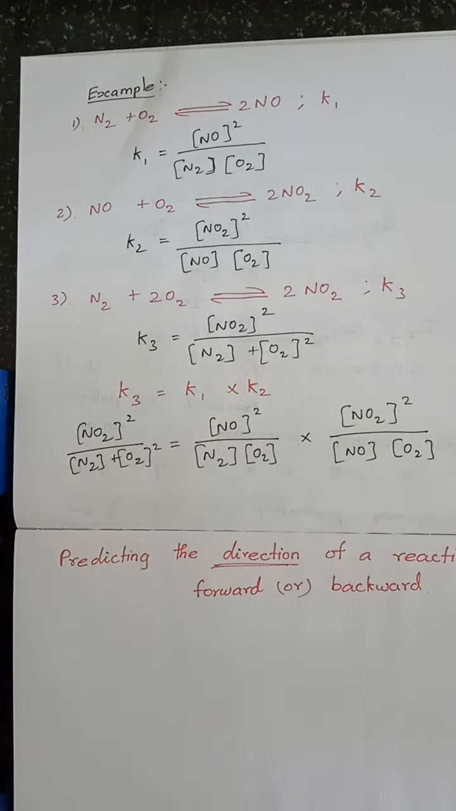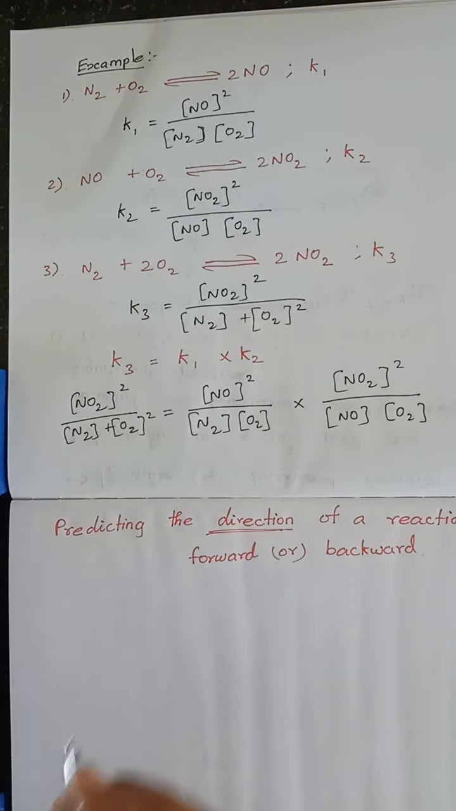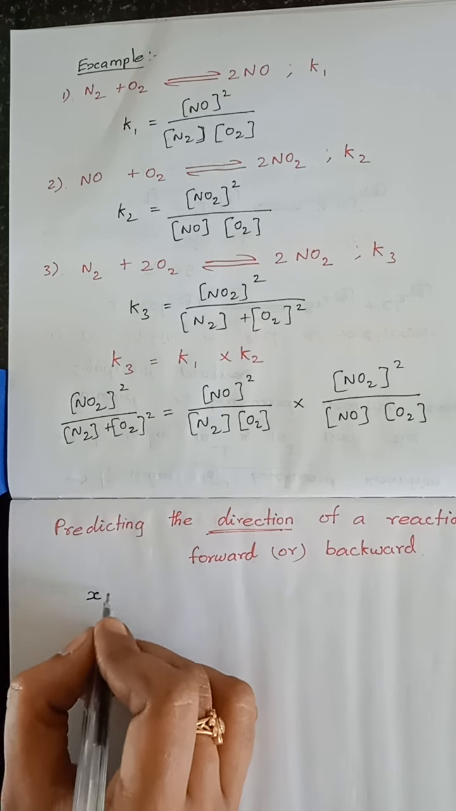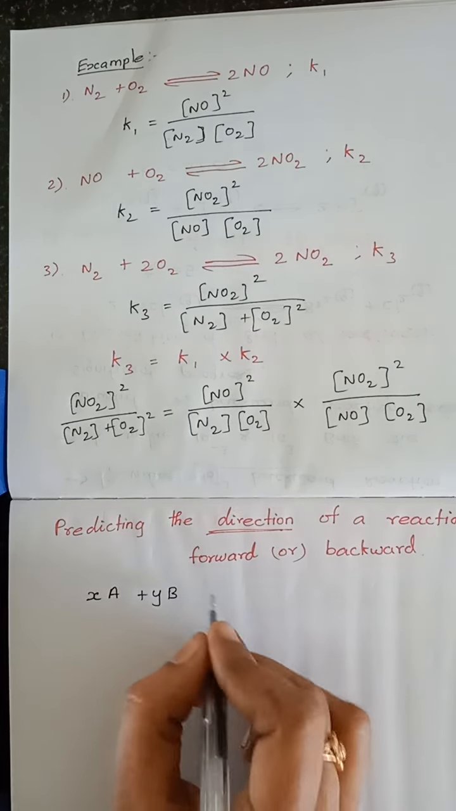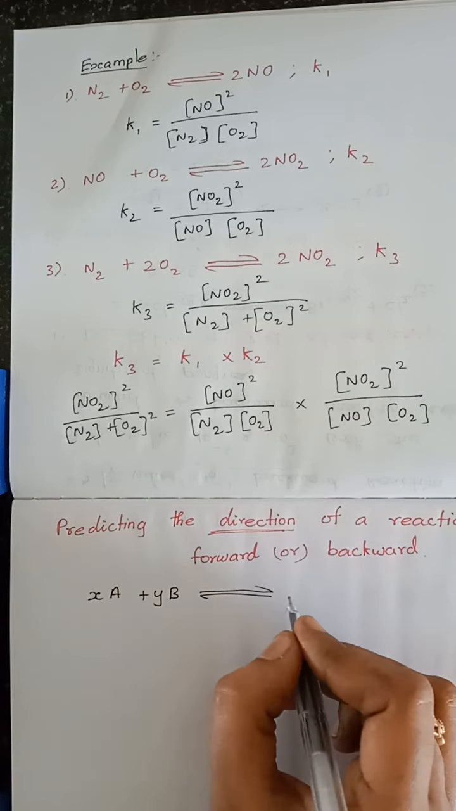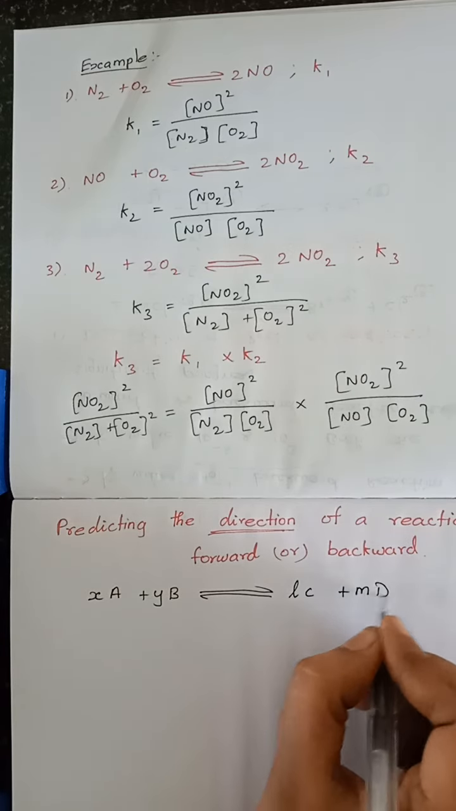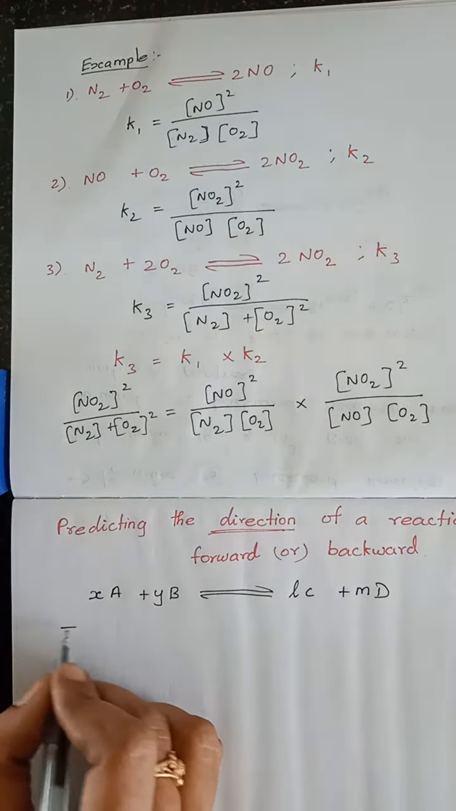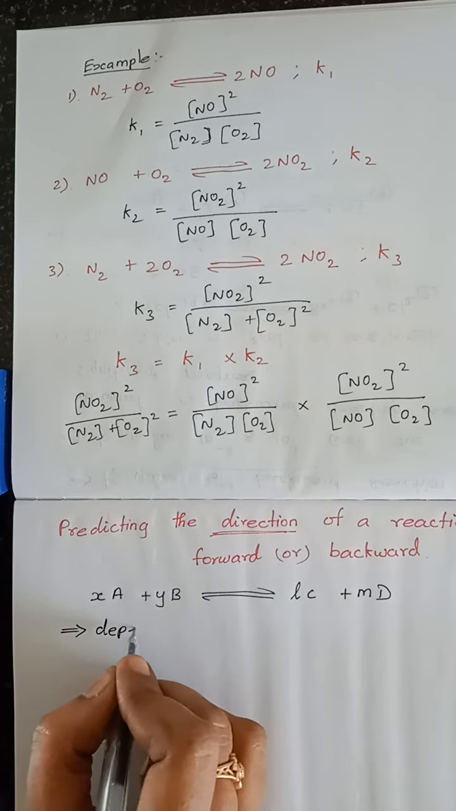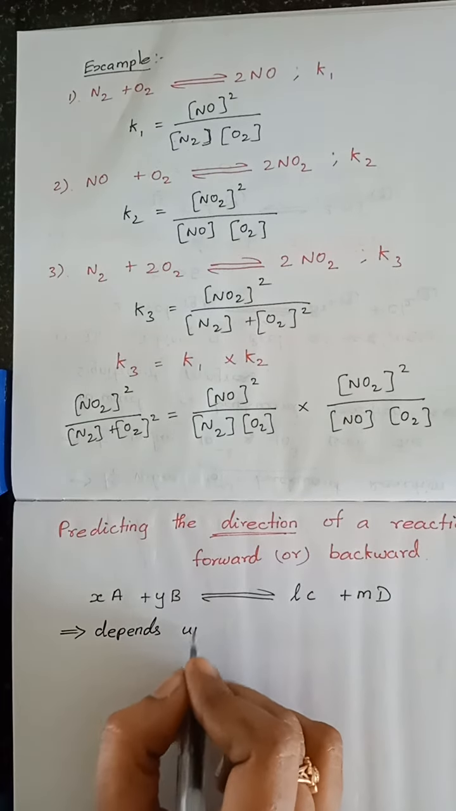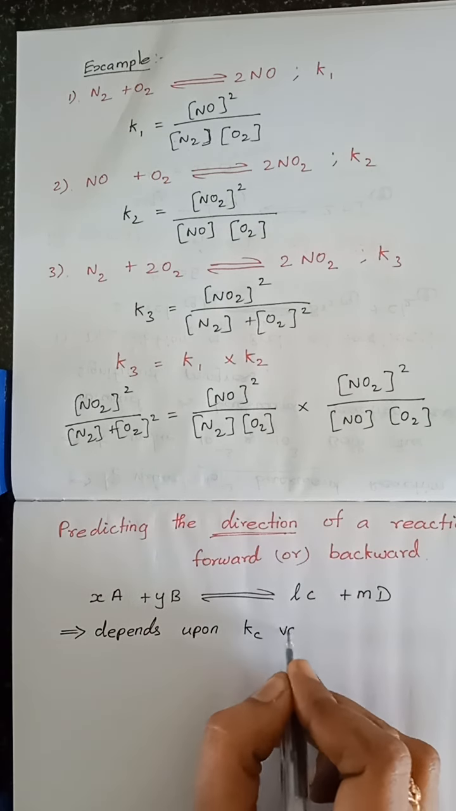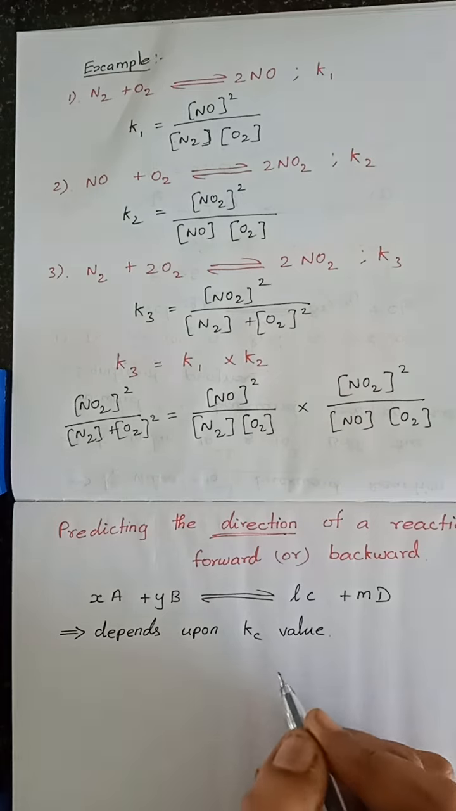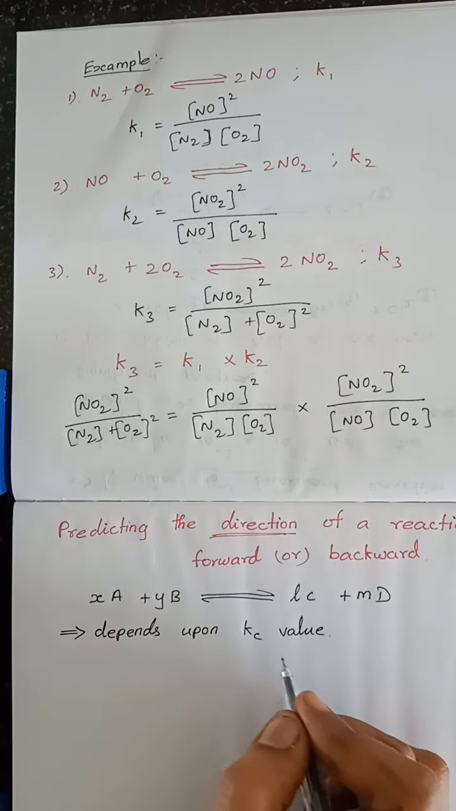Okay, so you write: consider a general homogeneous reaction. In the general homogeneous reaction, xA plus yB, reversible reaction, lC plus mD. In this reaction, the direction depends upon the Kc value. The Kc is the equilibrium constant.